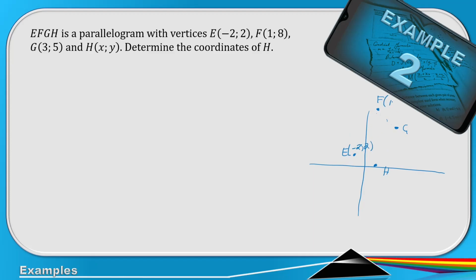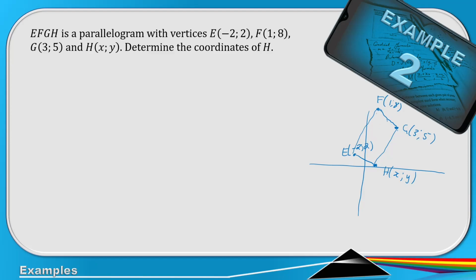And then F is 1 and 8, and G is 3 and 5. Okay, and this is X and Y. Now, what I'm going to use is the fact that in a parallelogram, the opposite sides are equal to each other. If we break it up into its X and Y coordinates, then F to G is equal to E to H. And it's a parallelogram, so they also run parallel to each other. So that's actually very important.